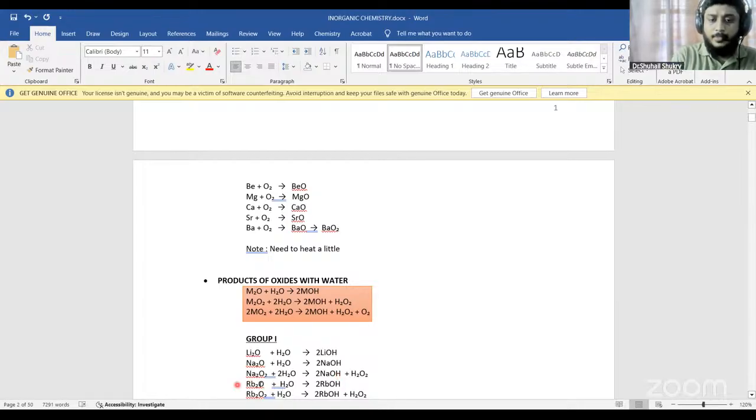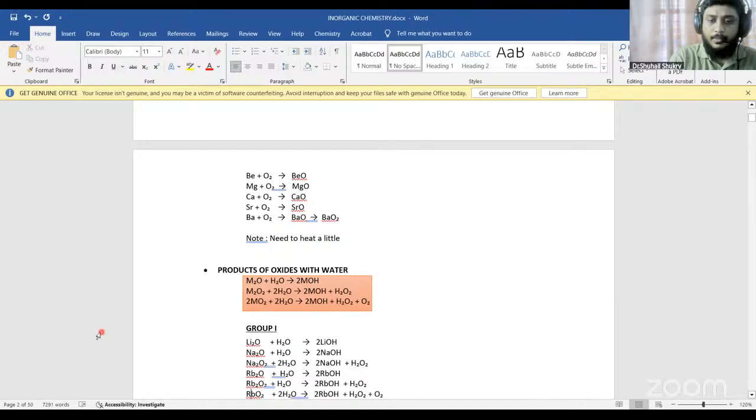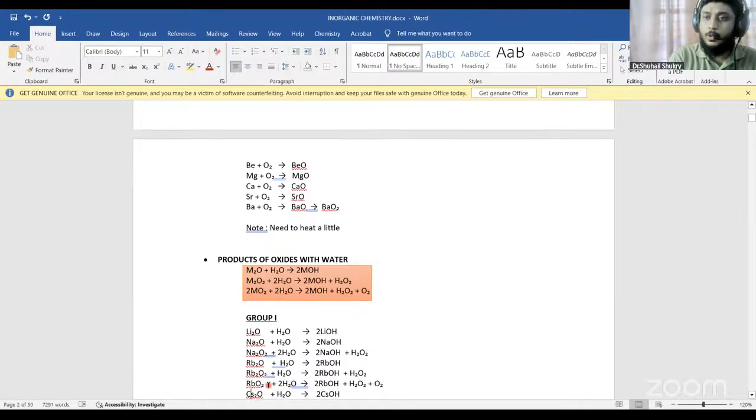Rubidium oxide is the same thing: rubidium hydroxide. Rubidium peroxide gives rubidium hydroxide and hydrogen peroxide. But rubidium superoxide, RbO2, will react with water. Rubidium superoxide is the superior-most of everyone, so it thinks it should release more things than others can. They will release hydroxide as oxides, hydrogen peroxide as peroxides, plus they will release O2 to show they are superior.